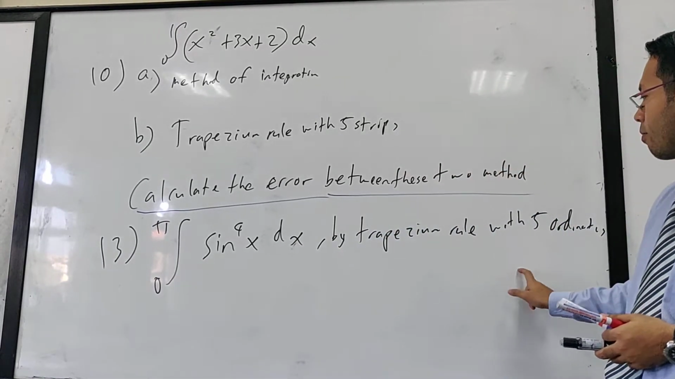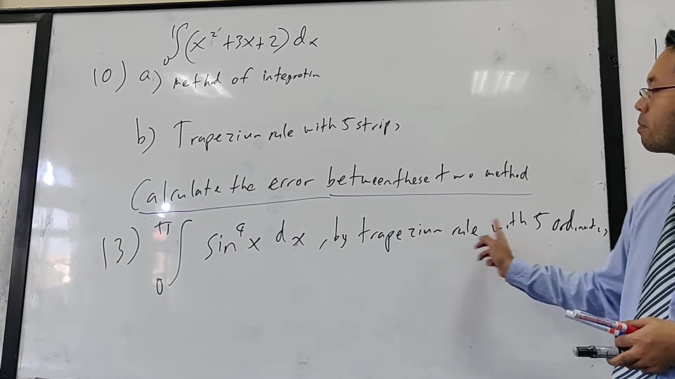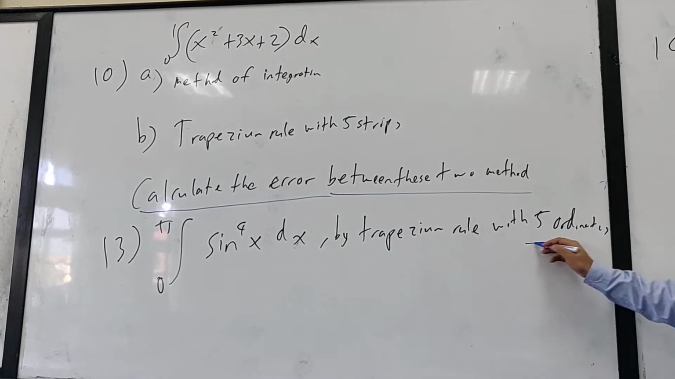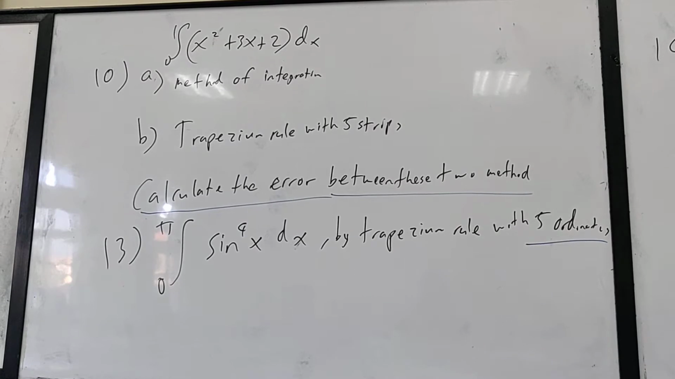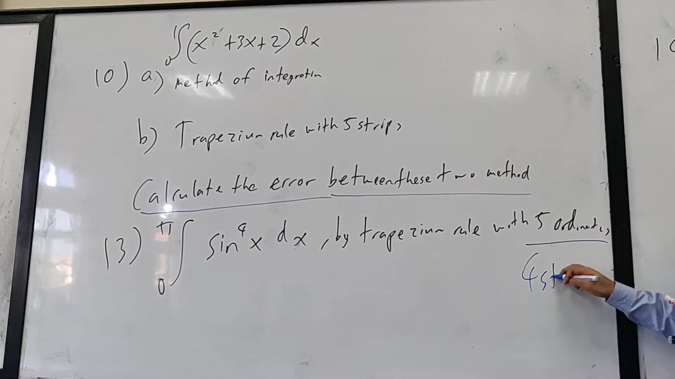I got a lot of students asking me, okay, you want to use the trapezium rule. Let me remind you again, 5 ordinates means what? 4 strips. 4 strips. Very good.